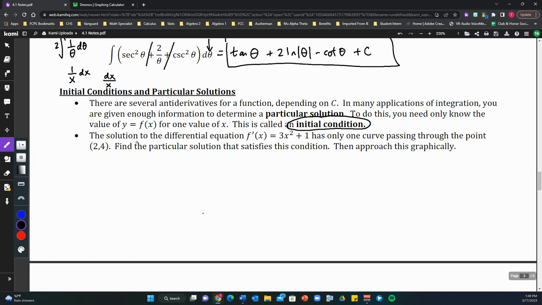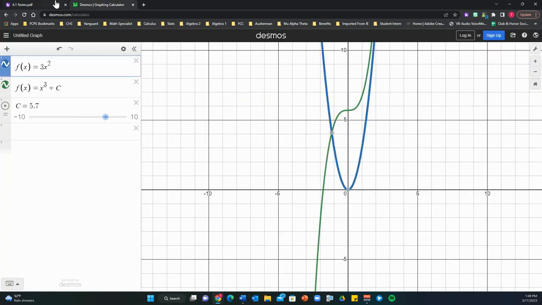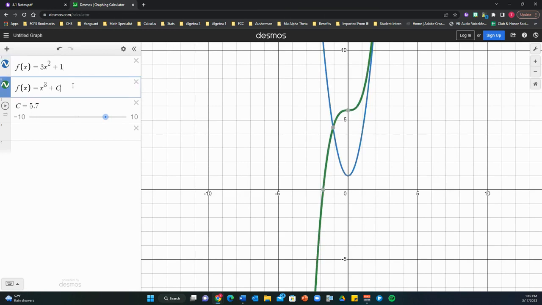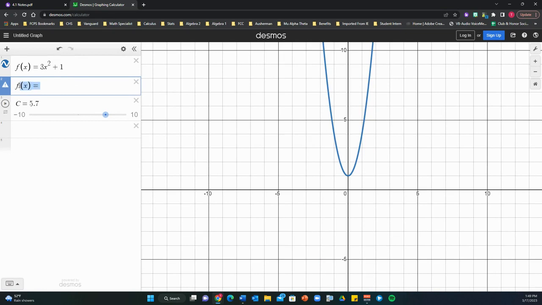For example, the solution to the differential equation f prime of x equals 3x squared plus 1 has only one curve passing through the point (2, 4). So if I think about that, 3x squared plus 1, it's actually pretty simple or similar to this example. That guy is the derivative of some original function. So what we want to figure out is, out of its antiderivatives, which one passes through the point (2, 4). We want to make sure that the antiderivative passes through that particular point.